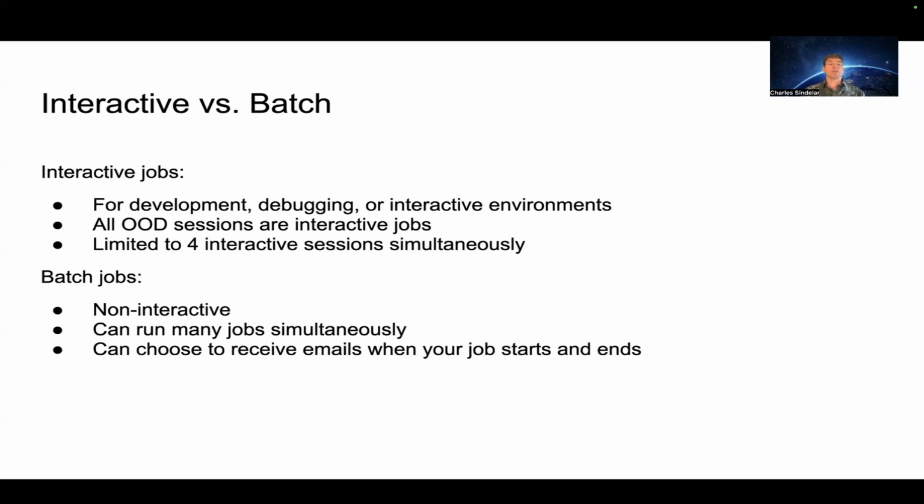The second kind of job is a batch job, and these jobs are not interactive, meaning that you can't really change the way they're running once they've started. However, they are much more powerful in the sense that you can run many batch jobs simultaneously. Each batch job can use a lot of resources on its own and can run for many days. And because you can't interact with them, it's convenient to be alerted when they start or end. For that reason, there are options to send emails to you to let you know about that.